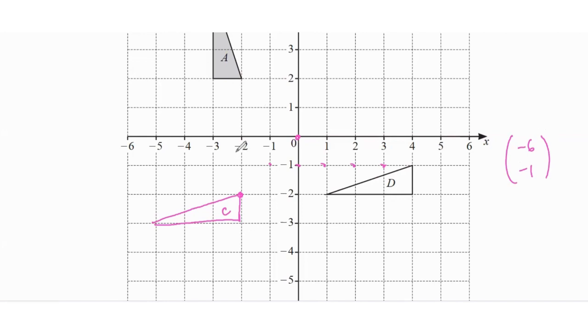If we compare A and C, now we can see that there's an anti-clockwise 90-degree rotation, and the center is (0, 0). Why? Because the distance of this point from this point is exactly the same: 2 units horizontally, 2 vertically, 2 horizontally, 2 vertically. So the center is (0, 0), and it's a 90-degree anti-clockwise rotation.